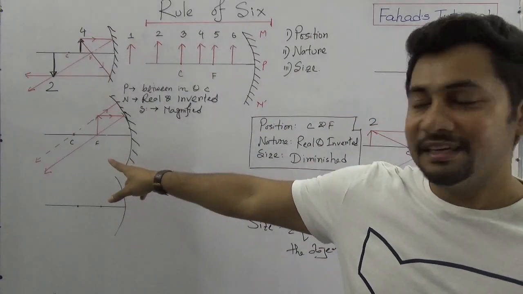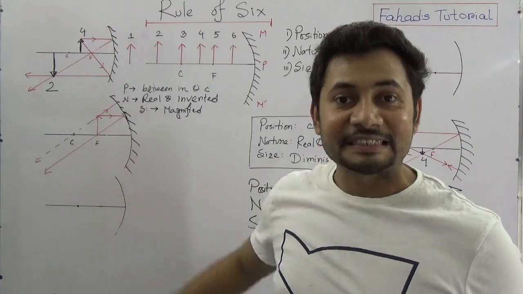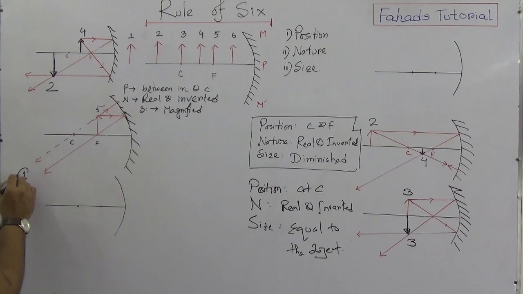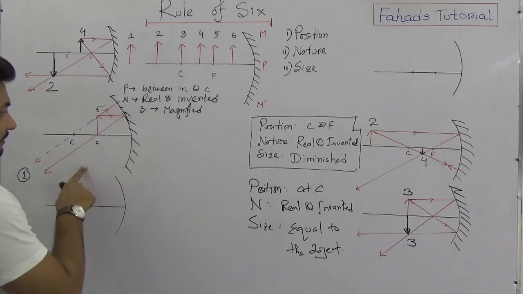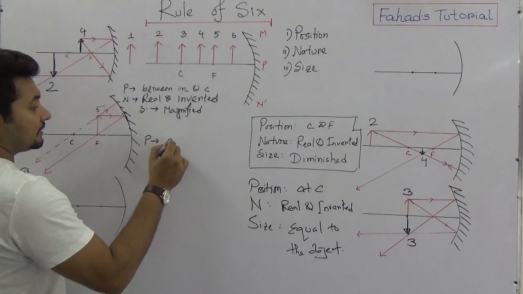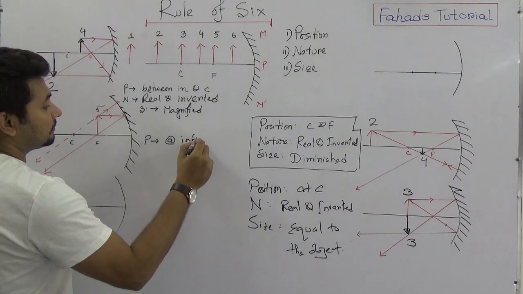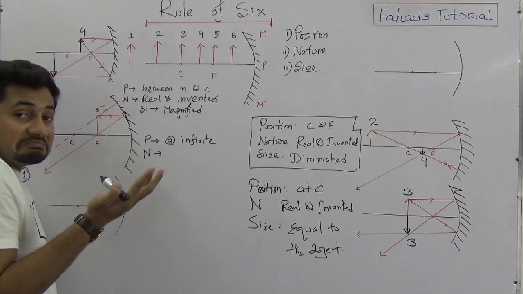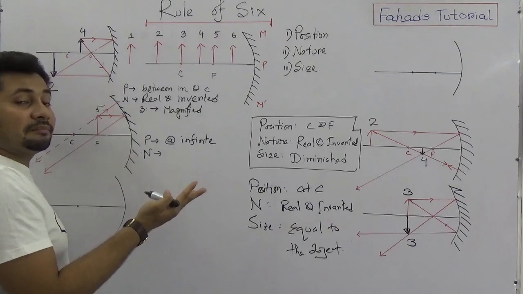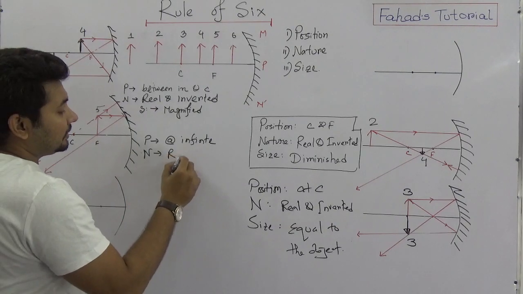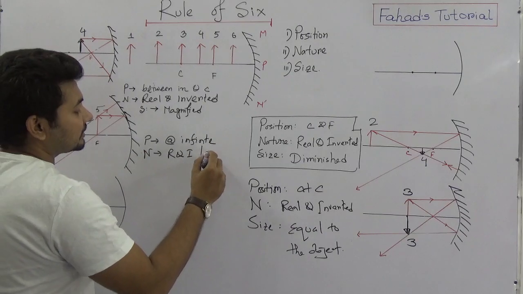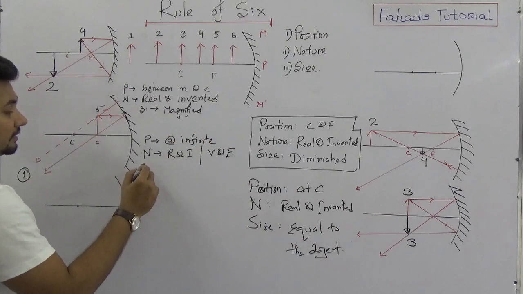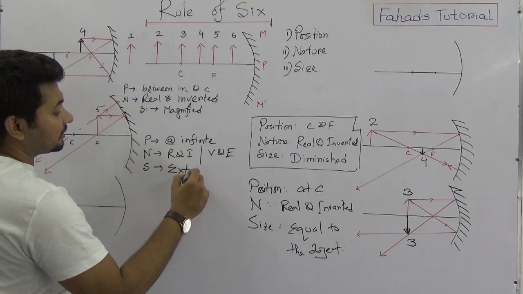So that means the position of the object is number 5 and the image is forming at infinity. So here we can say the position is at infinity, and the nature is, it can be real and inverted, or it can be virtual and erect.